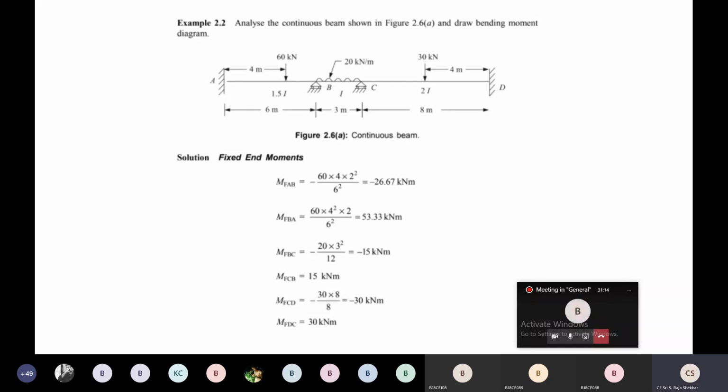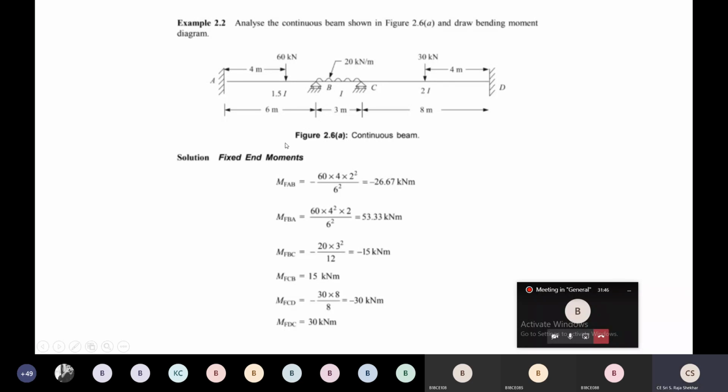Okay. So we have seen a two-span continuous beam. Now I want to solve a three-span continuous beam with different moments of inertia, different lengths and different loading. For that, I am considering a continuous beam having end supports as fixed. Again, the same problem, with fixed end supports.